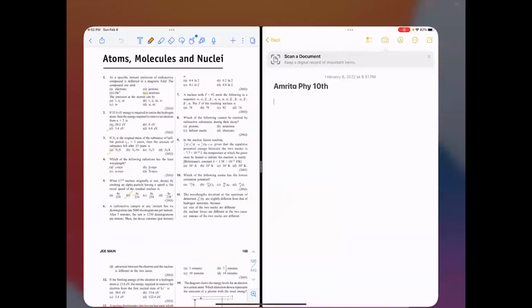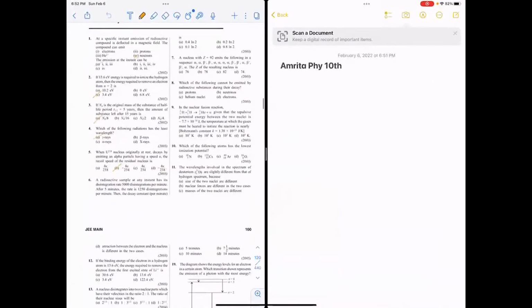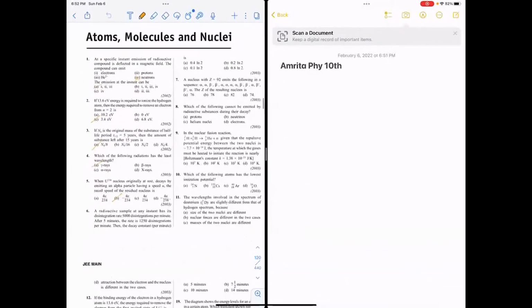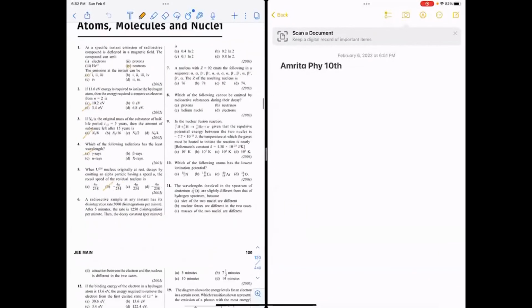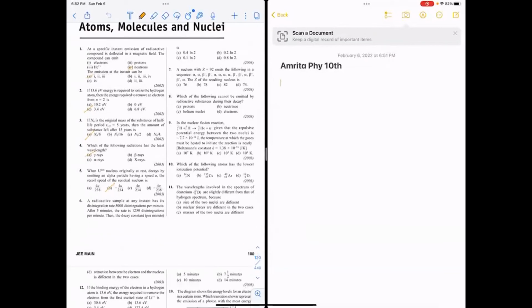Yes, right. So do this question. Do the sixth one. It's nuclear physics, sixth one. Do the sixth question, guys.